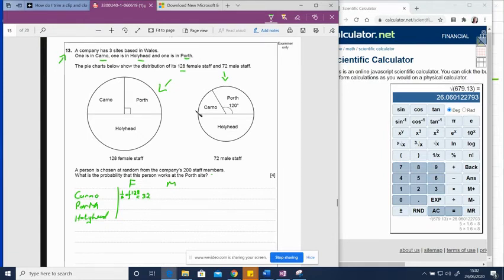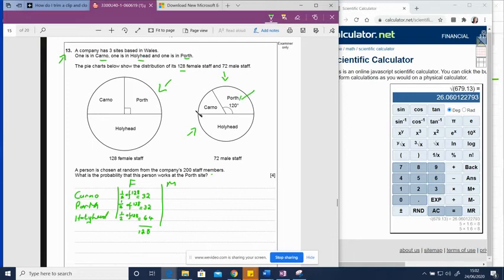The number of females at Porth is again a quarter, because it's a quarter of the pie chart. So a quarter of 128, which is equal to 32. The number of females at Holyhead is half of the 128, which is 64. And as a check, if I add those three numbers together, they come to 128, which is the number of females.